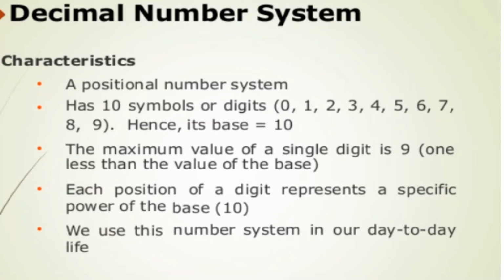The maximum value of a single digit is 9, which is one less than the base value. Each position of a digit represents a specific power of the base 10. We use this number system in our daily life. We do all our mathematical calculations based on the decimal number system. It's a well-known number system all over the world.